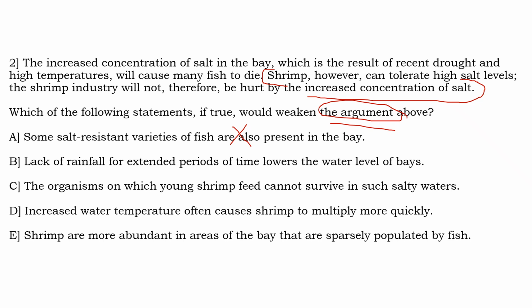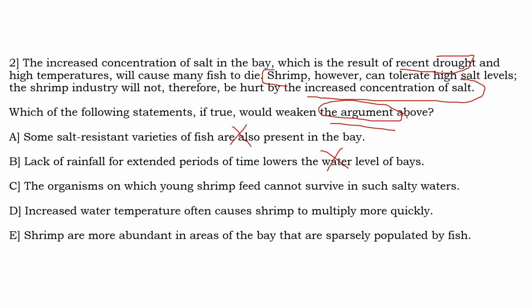Option B, lack of rainfall for extended periods of time lowers the water level of bays. This is completely irrelevant. Our question is not about the reason for the water level going down. We know that the reason for the higher concentration of salt is because of the drought. So the reason for that drought is given here. That's not our issue. Our issue is regarding the effect of this drought on the shrimp industry. So this again is not an answer that we are looking for.